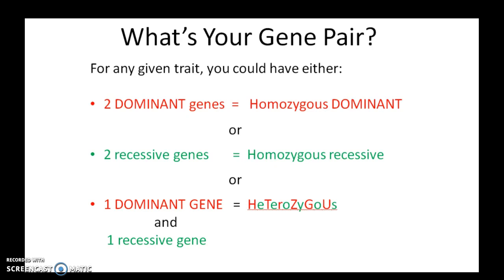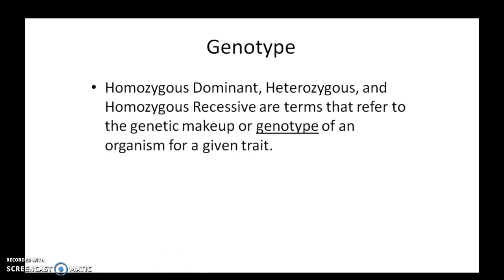If you have a mixture of a dominant and a recessive gene, then you have two different genes, which is called a heterozygous gene pair. Hetero means different. When we talk about your gene pair, we refer to that as your genotype. And if you look at the word genotype, it's what type of genes you have. Do you have dominant genes or do you have recessive genes? So our three different genotypes are homozygous dominant, heterozygous, and homozygous recessive.